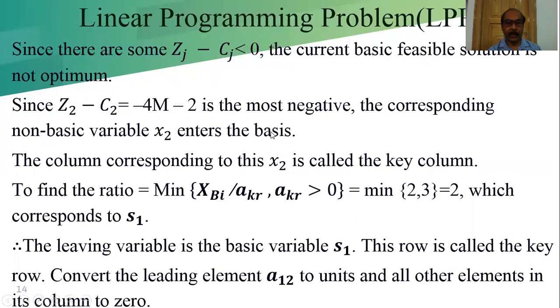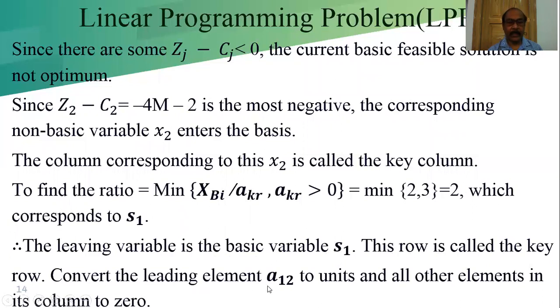For the ratio, we take the key column elements; if they are greater than 0, then we can use them to find the ratio. Now minimum of 2 and 3. 2 is the minimum, which corresponds to S1. The leaving variable from the basis is S1. The row is called the key row.